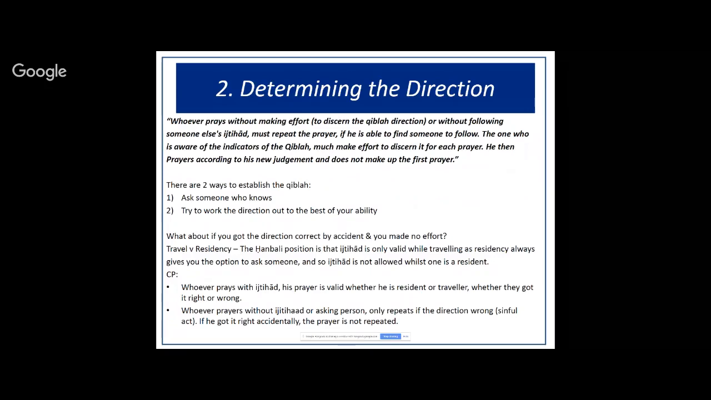Also interestingly, in the text, it mentions traveling. It mentions this earlier on in the text. If anyone's got the full text, if you look above at the beginning of the section, it will say whilst traveling, and this paragraph that we're talking about follows on from that. So what it's saying is, the Hanbali madhab is saying that you can only exercise ijtihad when you're traveling, because residency always gives you the option to ask somebody else. You always have a chance to ask somebody else.